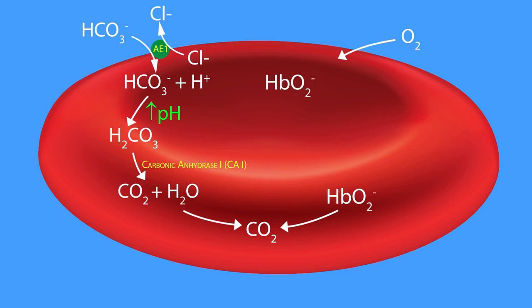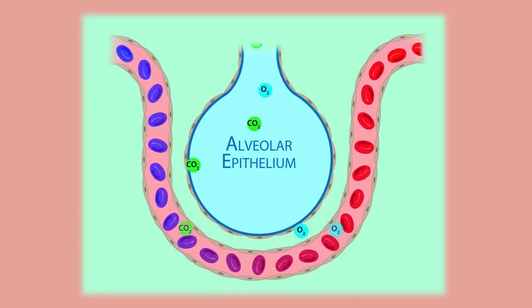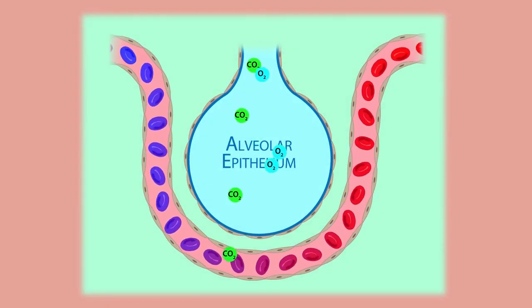Now, the free hydrogen and bicarbonate ions spontaneously and rapidly form carbonic acid, which is then rapidly converted back into carbon dioxide and water. Together, the converted carbon dioxide and carbon dioxide released from carboaminohemoglobin diffuse out of the red blood cell into the alveolar sac.